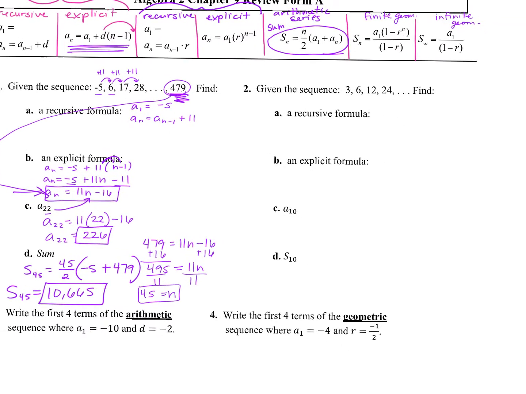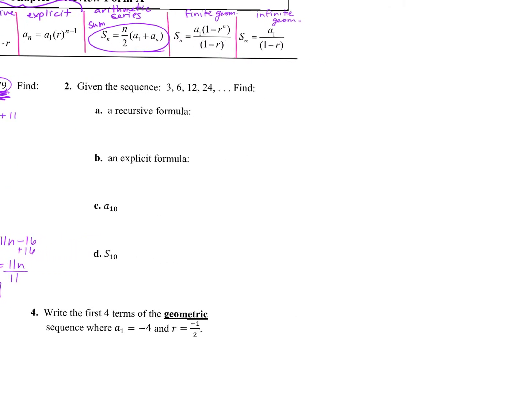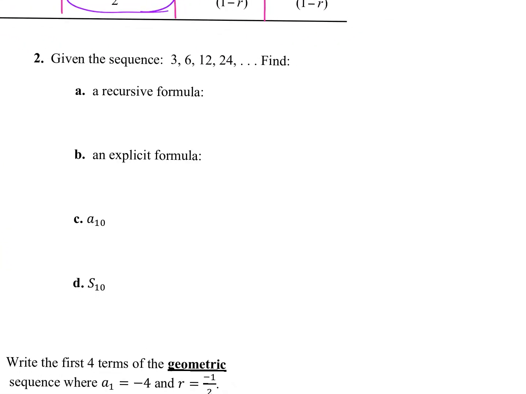Okay. Feel free to pause me and rewind me if I'm going too fast for you. Number 2, given this sequence, find a recursive formula, an explicit formula, the 10th term, and the sum of those 10 terms. So a recursive formula, you take your first term, which is 3, and then you take a sub n equals a sub n minus 1, and we have to figure out what's happening here. Okay, so to get to the next one, take 6 divided by 3, 12 divided by 6, or take 6 minus 3, 12 minus 6. What happens constantly is that we're multiplying by 2.